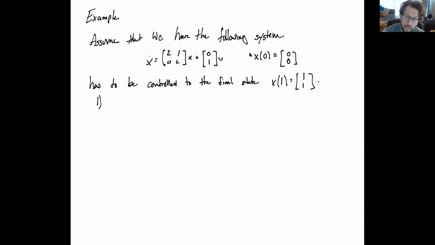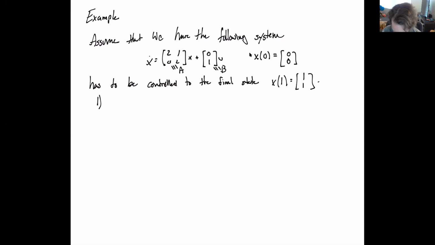Hey guys, let's do an example. Let's assume that we have the following system: x dot is equal to the matrix A, where A is [2, 1; 0, 2]. So this is our A matrix. And then we have plus B times U, where B is [0; 1].